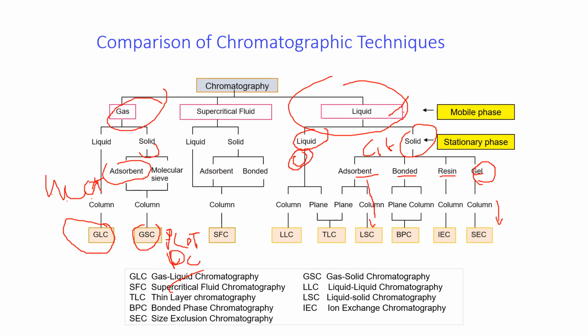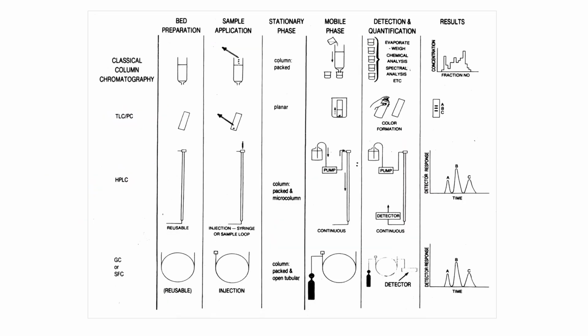So you can have this one, LLC. LLC stands for liquid-liquid chromatography. And then we will also have TLC in terms of liquid and liquid-solid. So this is the summary between classical column chromatography, TLC or paper chromatography, HPLC, and GC or SFC. So basically this concludes everything that you learned last semester. You can have a look.